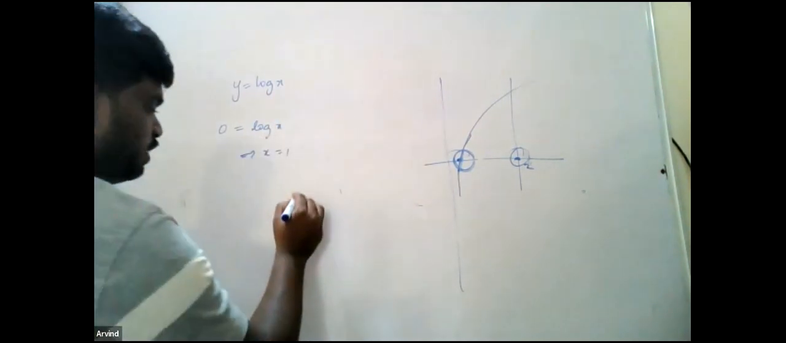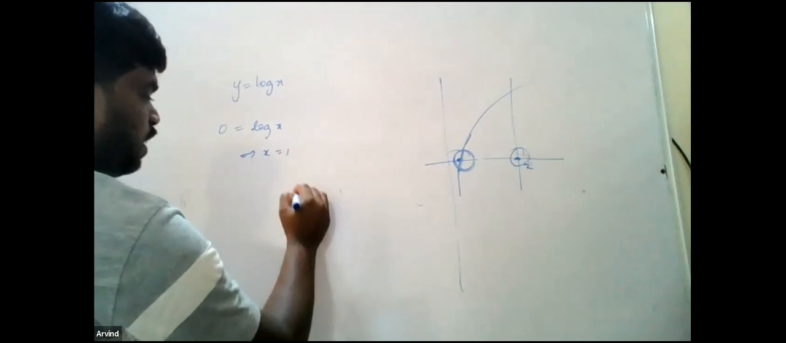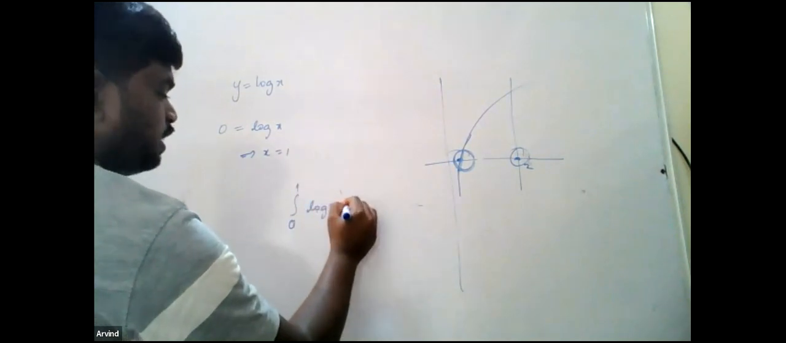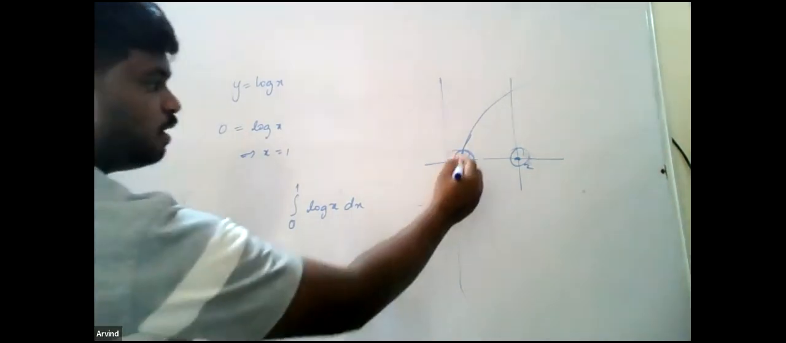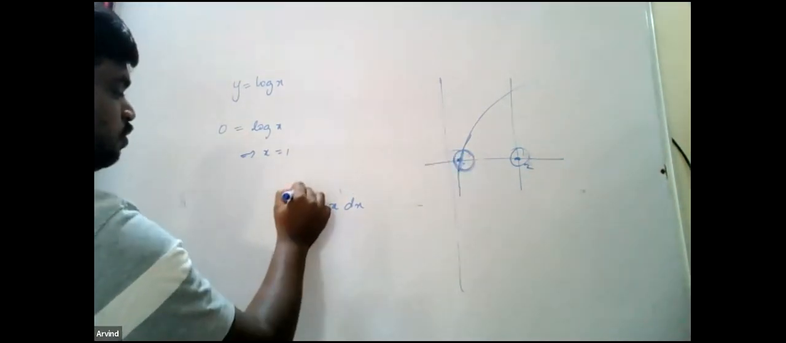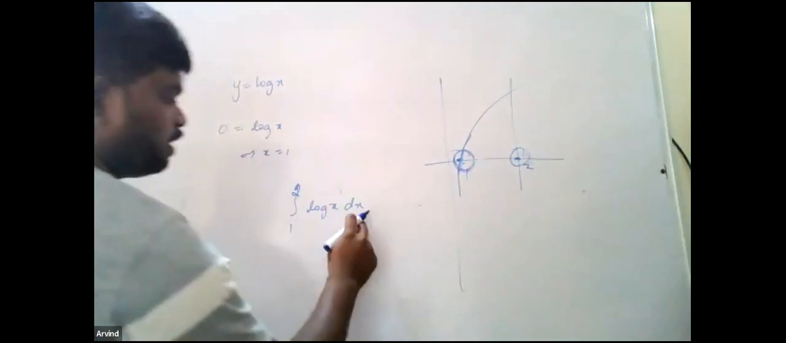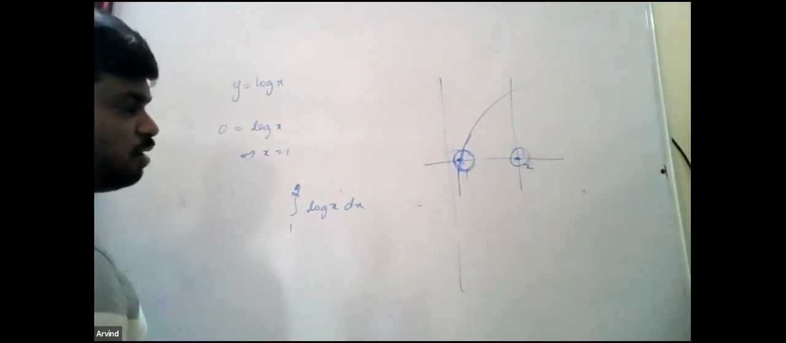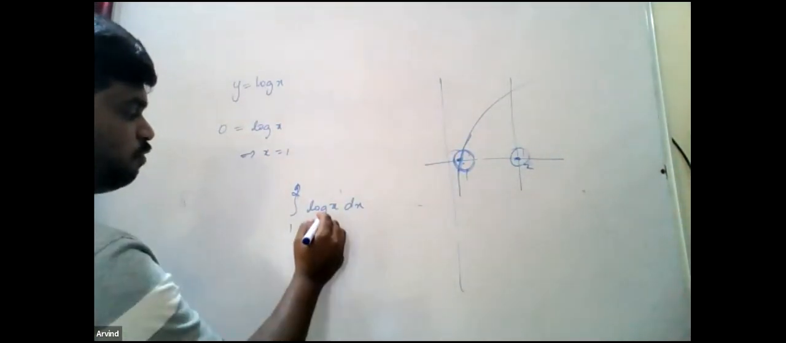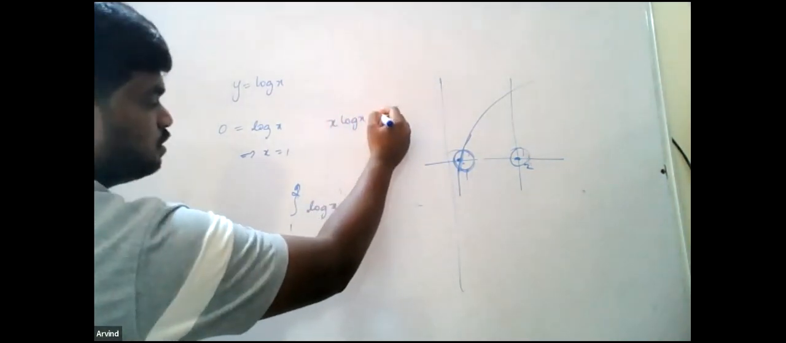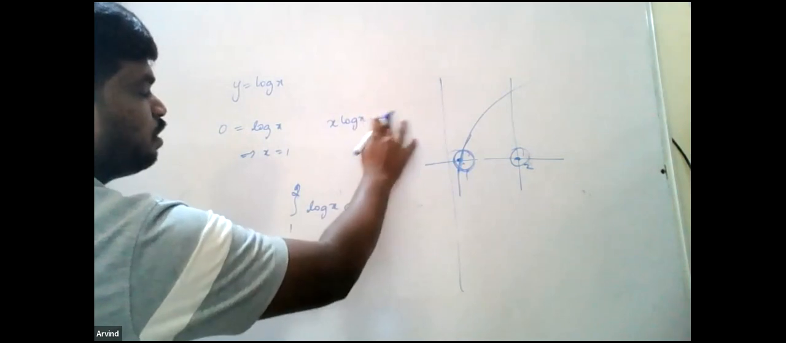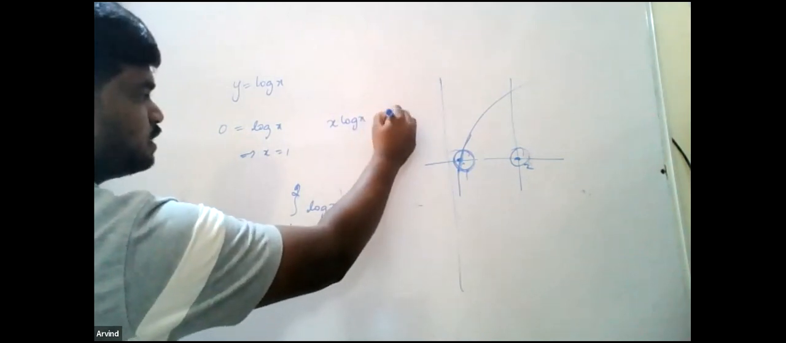So the limit is 0 to 1 log x dx. Not 0 to 1, I'm sorry. Here you got the value as 1, right? So 1 to 2 log x dx. Yesterday, while doing integration, I gave you the formula for log x. Integration of log x is x log x plus x, or once again x log x minus x, I guess.